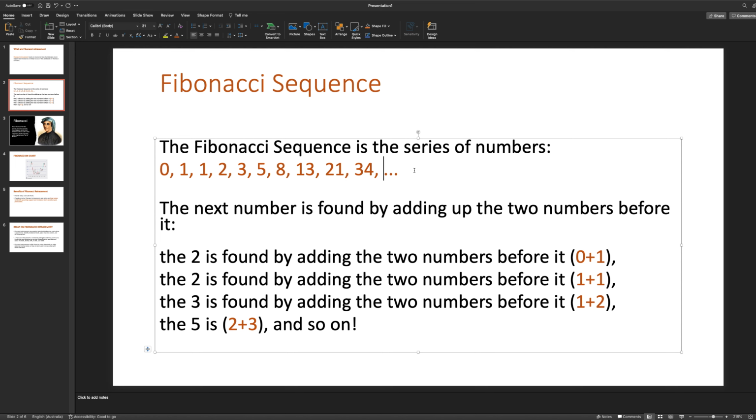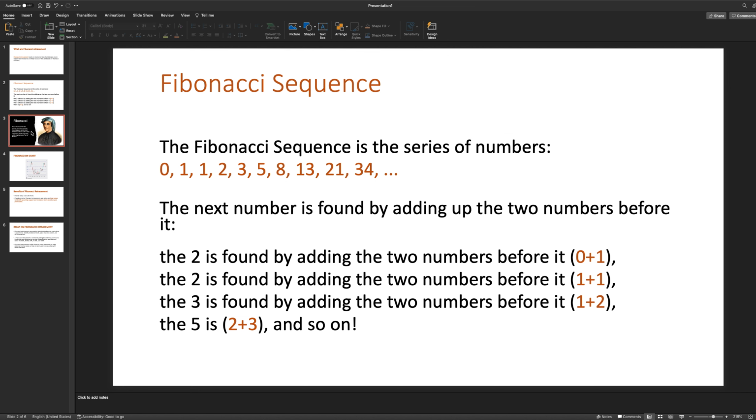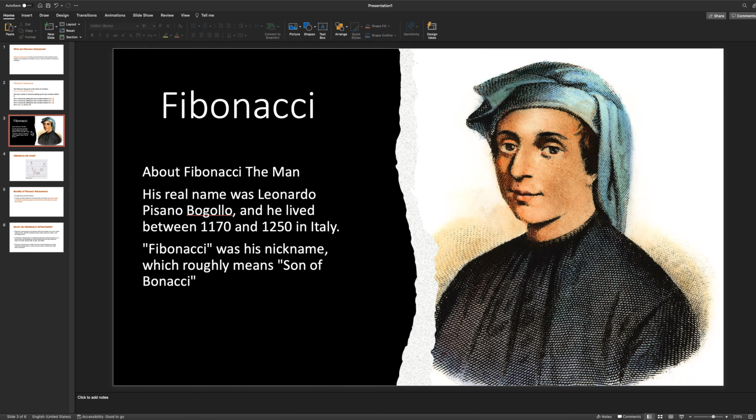So why the name Fibonacci? Fibonacci was a mathematician who lived in the 11th century. Some say the 11th century, others say the 12th century, in Italy. And in fact, the name Fibonacci was just a nickname. His real name was Leonardo Pisano Borgolo. I hope I'm getting my Italian pronunciation right. So this was the guy who invented the Fibonacci numbers and the Fibonacci sequences.